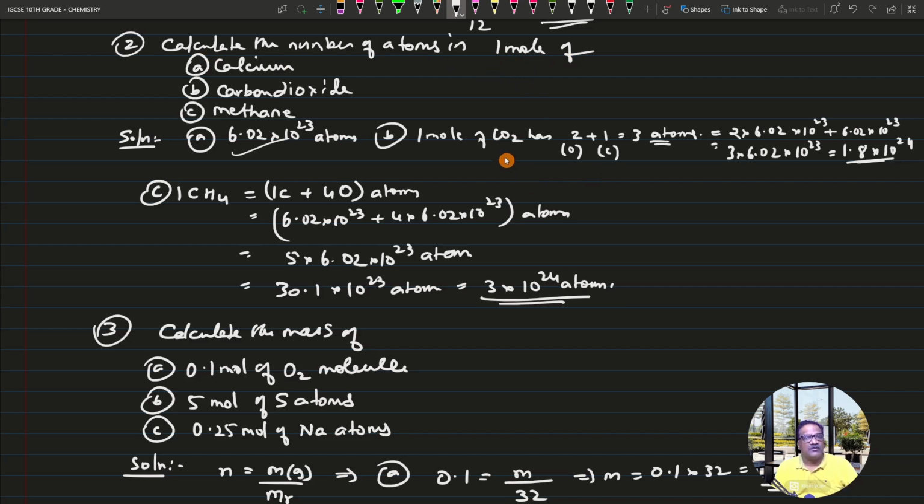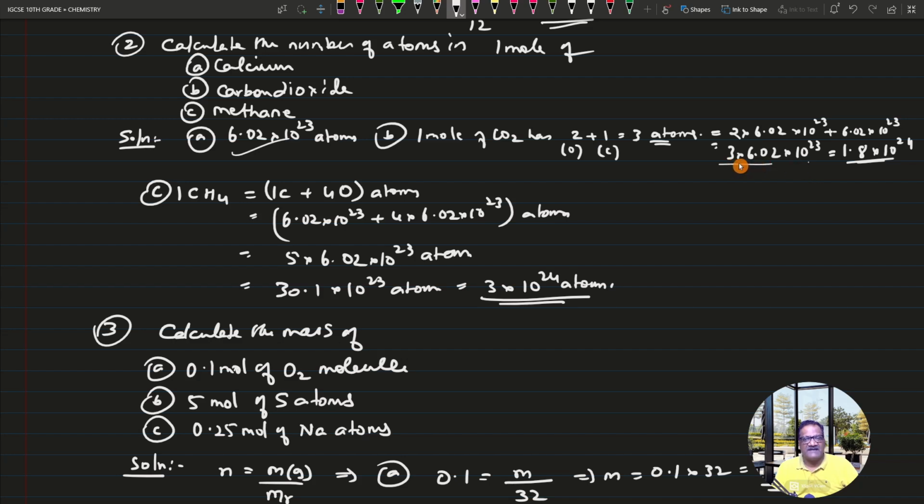So in 1 mole, the number of atoms here will be not 2 plus 1, 3. It has 2 atoms of oxygen and 1 atom of carbon. That way it has 3 atoms. But the number of atoms in 2 moles of oxygen will be 2 into 6.02 into 10 raised to 23. And in 1 mole of carbon, you will have again 6.02 into 10 raised to 23. When you add up these two values, you will get 2 times 6.02 plus 1 times 6.02. That is 3 times 6.02 multiplied by 10 raised to 23.